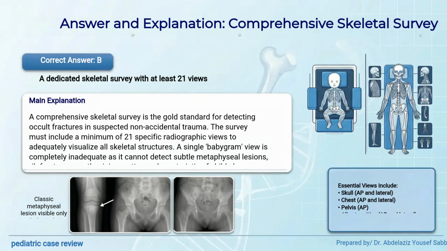A comprehensive skeletal survey is the gold standard for detecting occult fractures in suspected non-accidental trauma. The survey must include a minimum of 21 specific radiographic views to adequately visualize all skeletal structures.